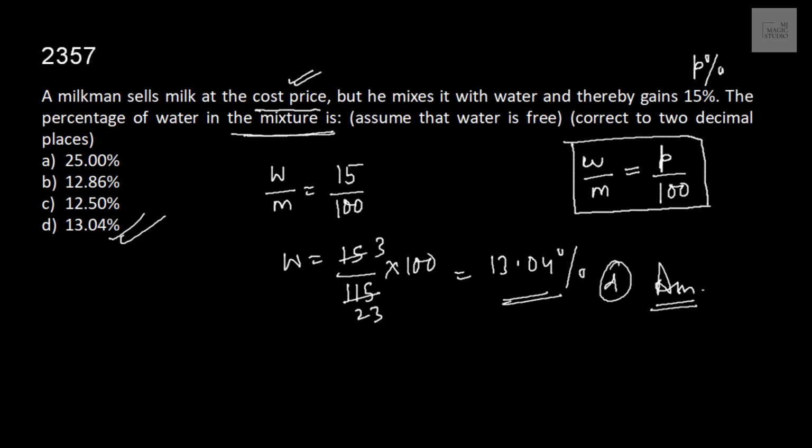No need to frame long equations, just keep in mind this format. It is applicable when the adulterated milk and water mixture is sold at the cost price of the main ingredient and the profit made is P%. Then the adulterated material divided by main ingredient is given by P by 100. Simple thing to keep in mind and use.